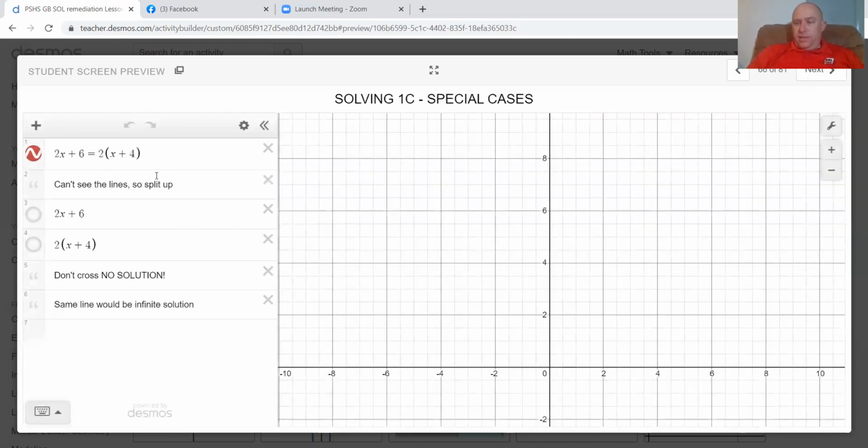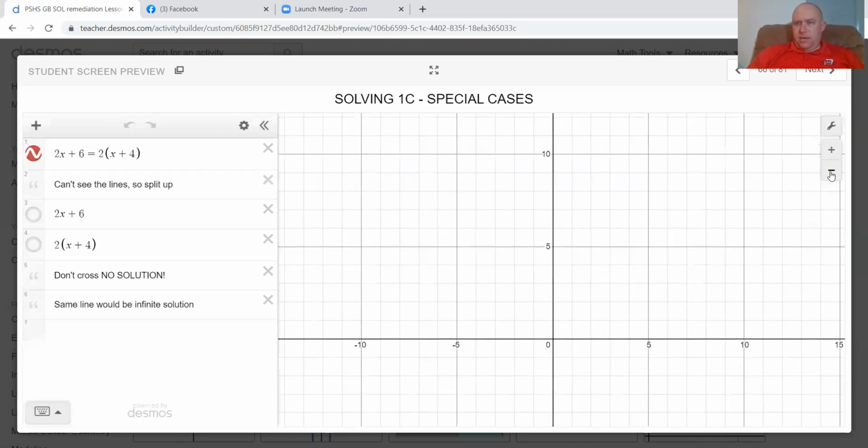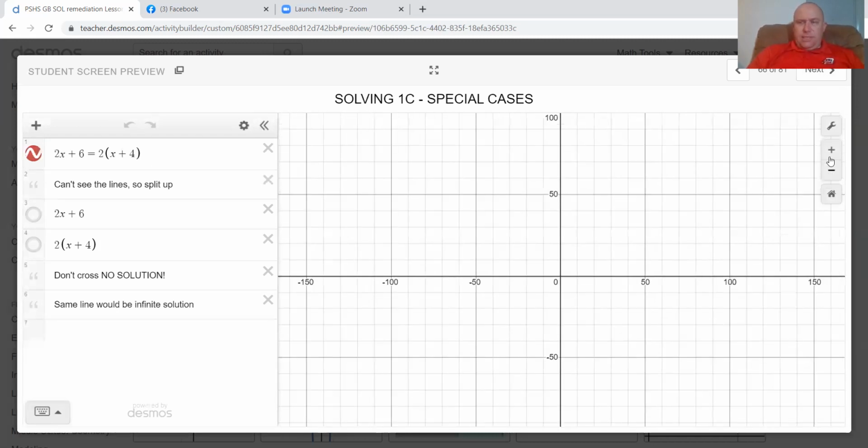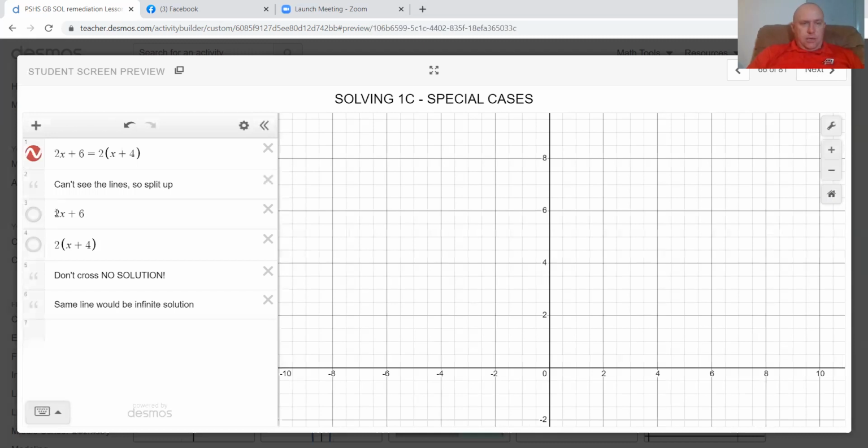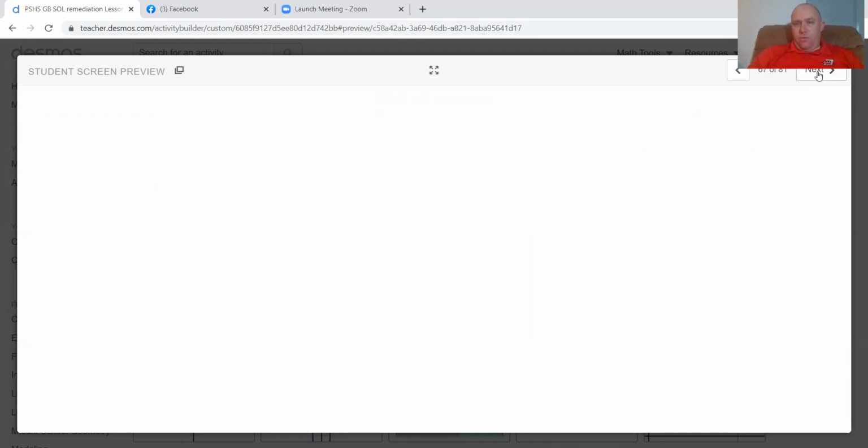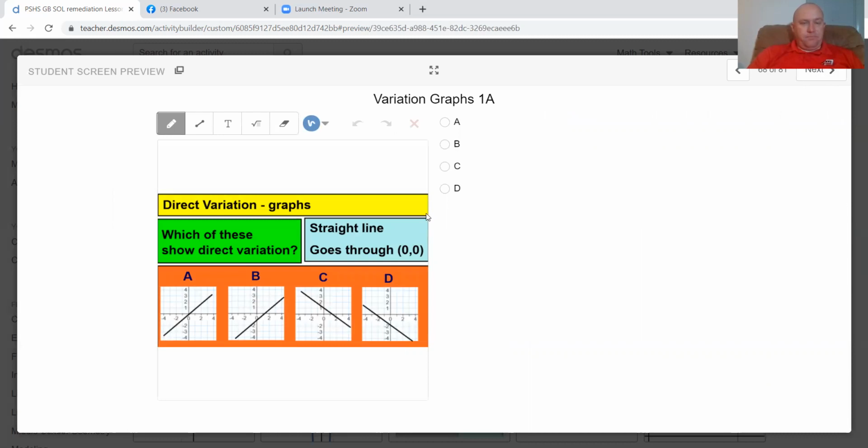If we have ones where they're special cases and they turn out not to work, then if I graph this, let me just zoom out just to see. Notice how I don't see this at all. So I'm going to split this question up into two, the left-hand side and the right-hand side, and I graph them separately. If they don't cross, then you just put no solution. If it turns out to be the same line, it's infinite solutions. So if you don't see the picture, it tells you straight away that it's one of those special cases, and you can figure out which one it is.